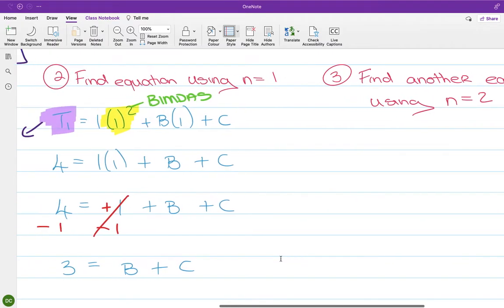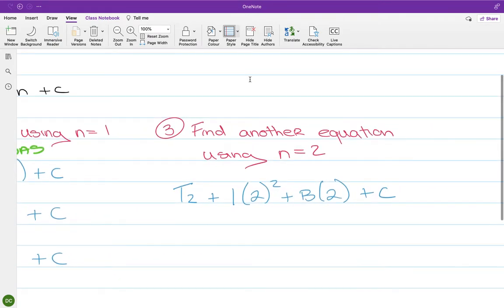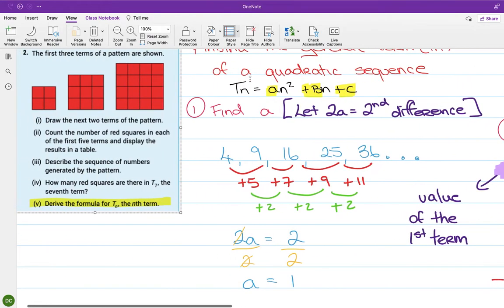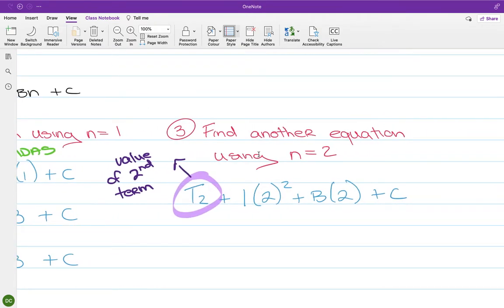Okay, so this time, I'm going to use this, and I'm going to make all the n's 2 this time. So that will be t2 plus 1 bracket 2 squared plus b times 2 plus c. Okay, so I made all the n's 2. Again, remember that this means the value of the second term. So if I go back over the value of the second term, there it is there, it's 9. So I'm going to replace that with a 9.